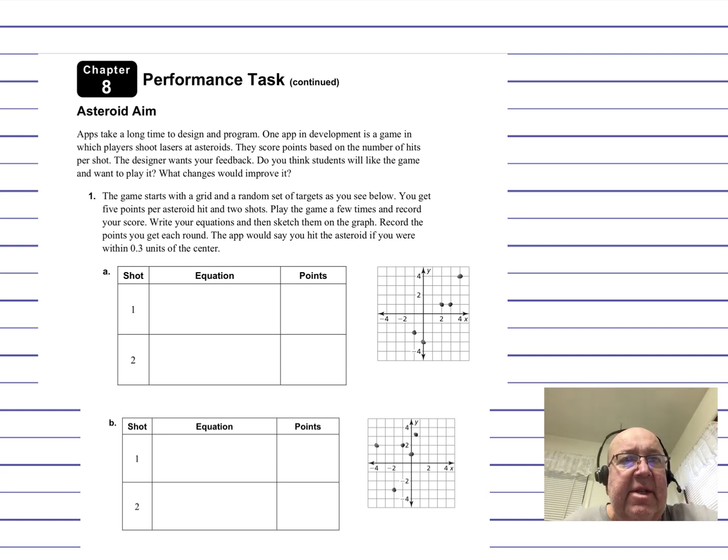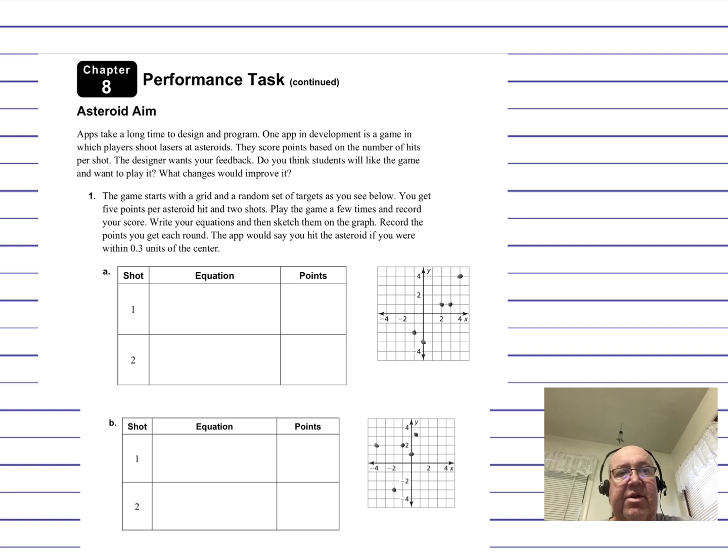So here's the deal. The game starts with a grid and a random set of targets, as you see below. You're going to have 3 sets to do this. You get 5 points per asteroid hit, and you get 2 shots. Play the game a few times and record your score. Write your equations and then sketch them on the graph. I'll encourage you to use a graphing calculator such as Desmos or any other. You can plot the points and then play with your equations to see what you can hit and record. Record the points you get each round. The app will say you hit the asteroid if you were within 3/10 of a unit of the center.